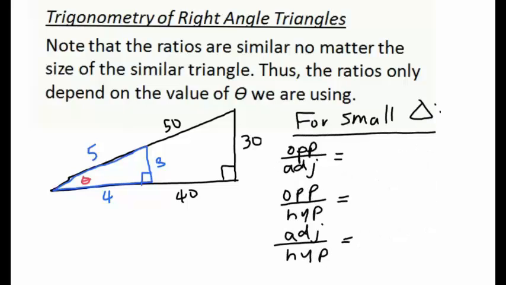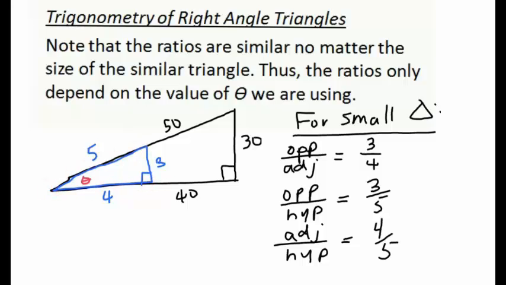Let's repeat this process for the smaller of the two triangles. Once again, let's use the same theta as our vantage point. First, we're going to look at opposite over adjacent. Opposite is a side length of 3, and the adjacent side length has a distance of 4. So when we go to create this ratio, we're going to get 3 over 4. Next, if we want opposite over hypotenuse, that's going to be 3 over 5. And finally, if we want adjacent over hypotenuse, that's going to be 4 over 5.